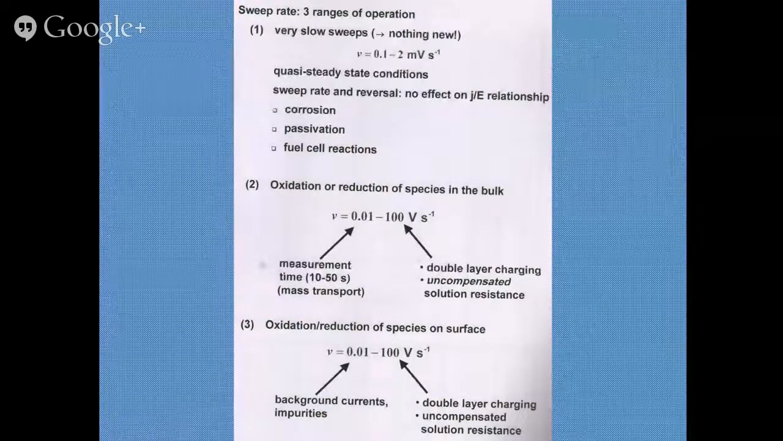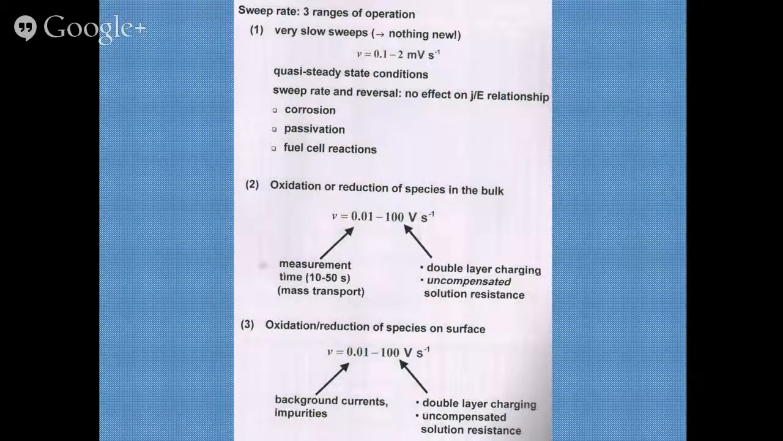Sweep rates have three ranges of operation. First, a very slow sweep rate, 0.1 to 2 millivolts per second. These are quasi steady state conditions, where sweep rate and reversal have no effect on current versus potential. Corrosion, passivation, and fuel cell reactions can be studied with them. For oxidation reduction of the species in the bulk, the sweep rates can be 0.01 volt. Okay, you should not think 0.01 millivolt. The first one is 0.1 millivolt to 2 millivolts.